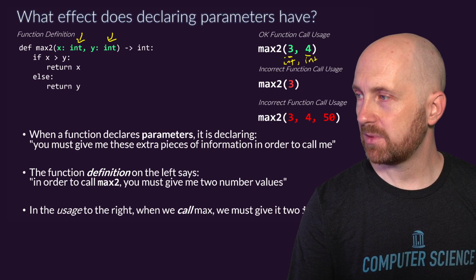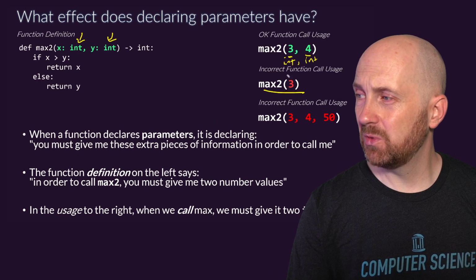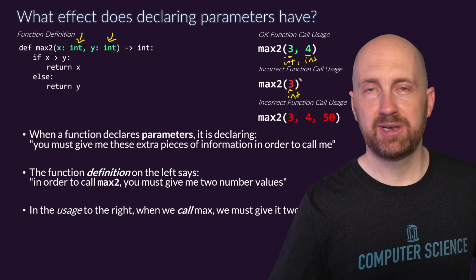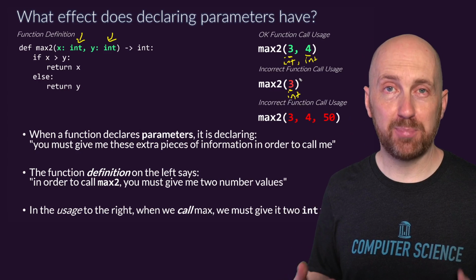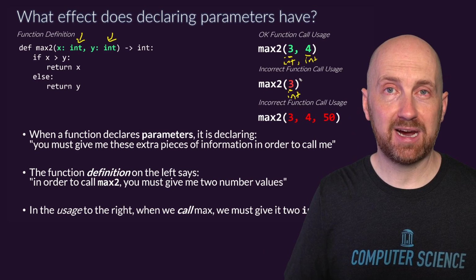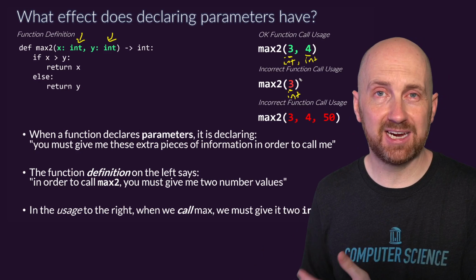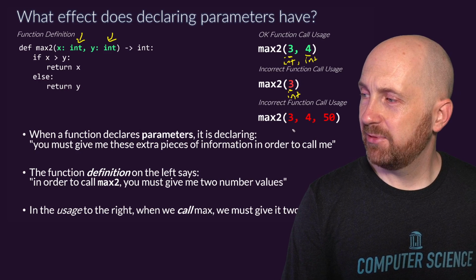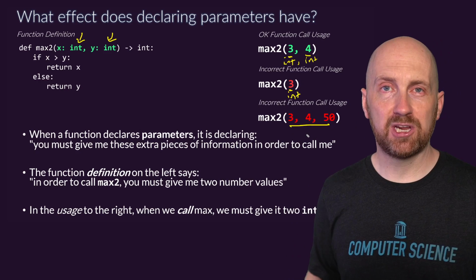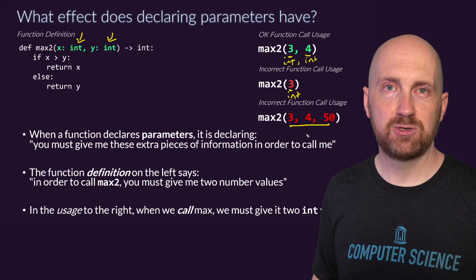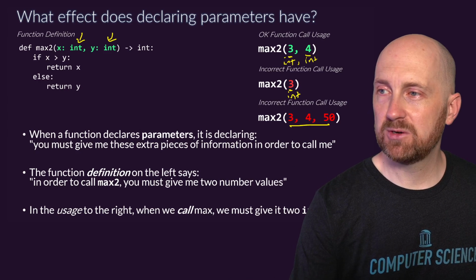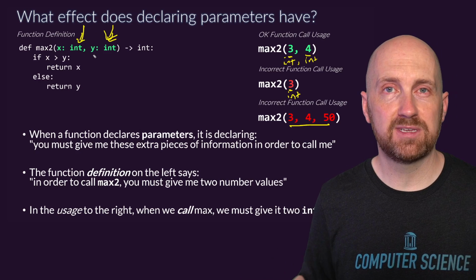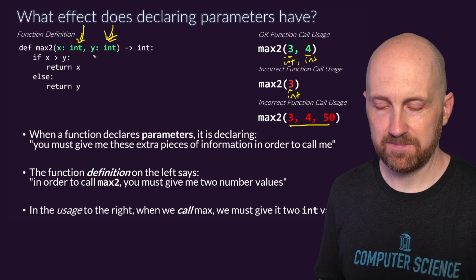Well, if we try and call max2 with only a single integer, notice there's a disagreement here. We aren't providing both values that are needed for max2 to do its job. And so this would be an incorrect function call, and this would lead to an error. Similarly, if we have three integer arguments that we're trying to use with this max2 function call, it wouldn't work because only two of these parameters are defined on this function definition, okay?